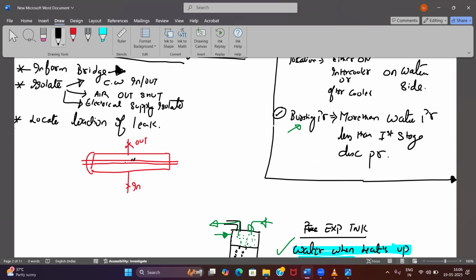Now how will I find out which tube is leaking? I can do one thing, right? I can close this part. Opening one end where the inlet is, I can block all these tubes.